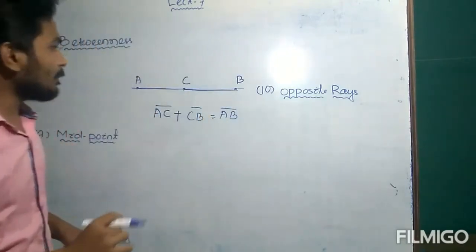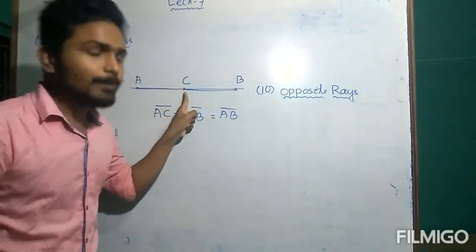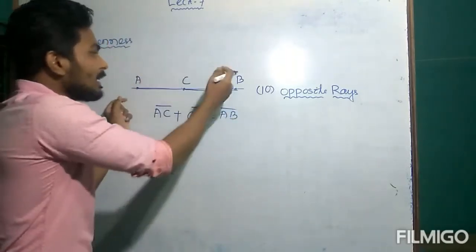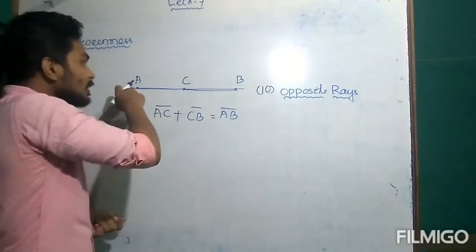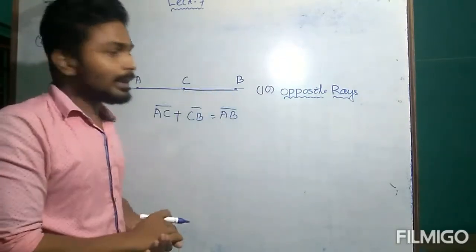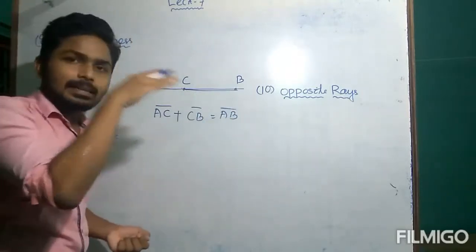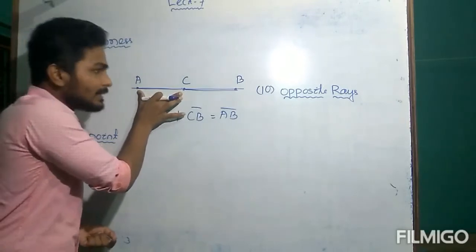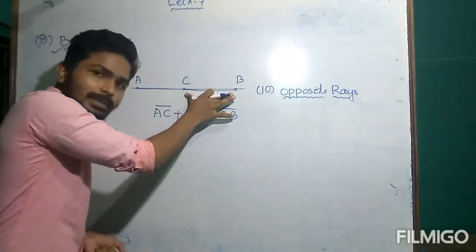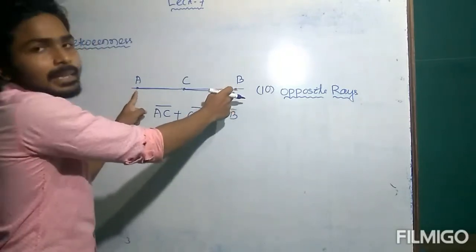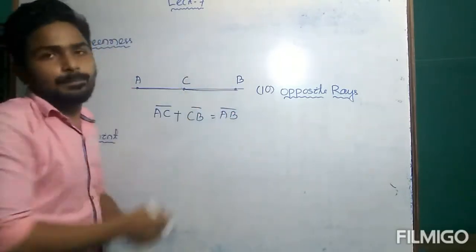Again I am saying the statement, if there is a point C which lies in between 2 points A and B, so that these 3 points should be collinear. It means they should lie on a same straight line, then the length of this segment AC plus the length of this segment CB is equal to the length of total straight line or total segment AB.